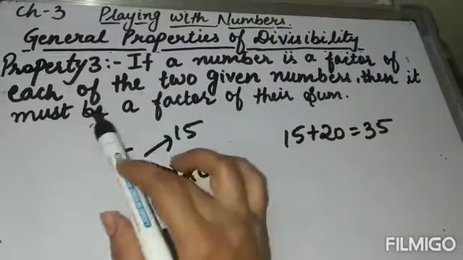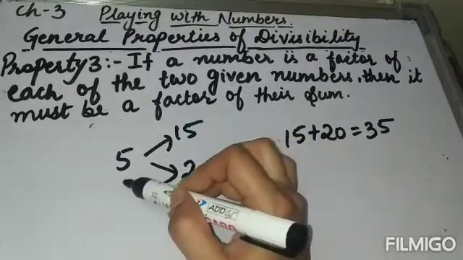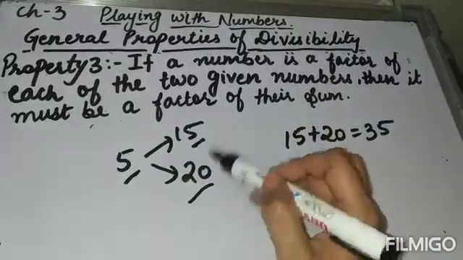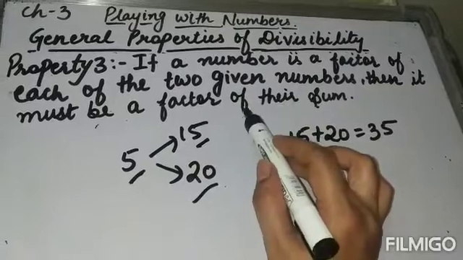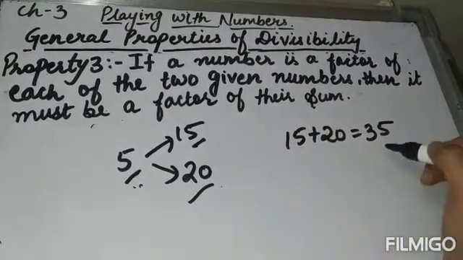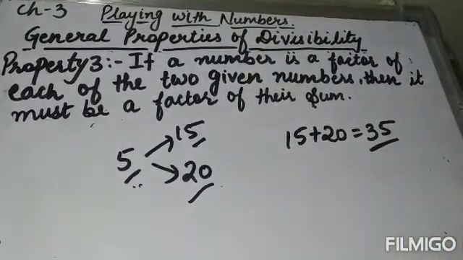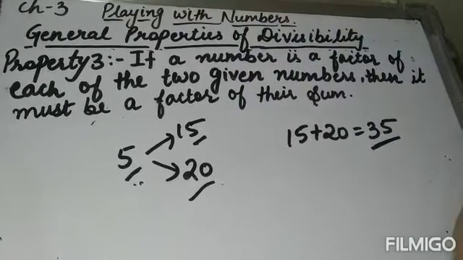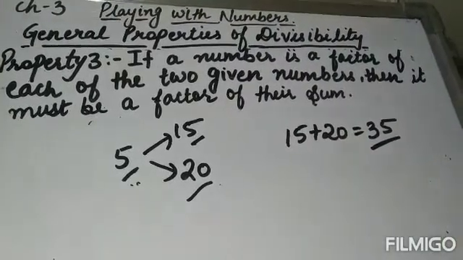If a number is a factor of each of the two given numbers, 5 is a factor of 15 and 20, it must be a factor of their sum, and so 5 must be a factor of 35 and 5 is a factor of 35. So this is our property third.